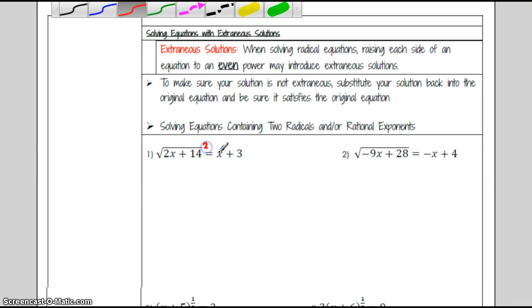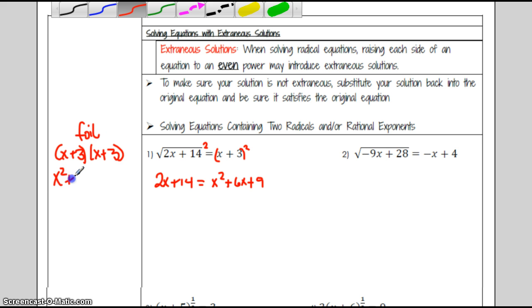So we're going to square this side, square this side. So it's 2x plus 14. Now we need to FOIL here. Remember, you cannot distribute this. We're taking x plus 3 times x plus 3. So FOILing is going to get us x squared plus 6x plus 9. And you can write it off to the side here if you need to use that space to FOIL.